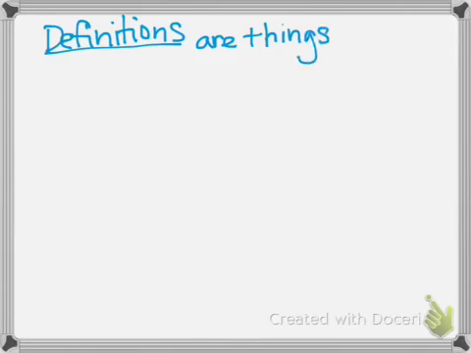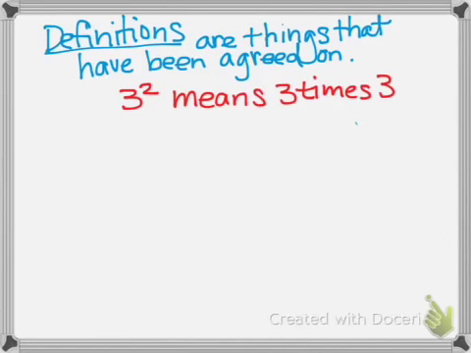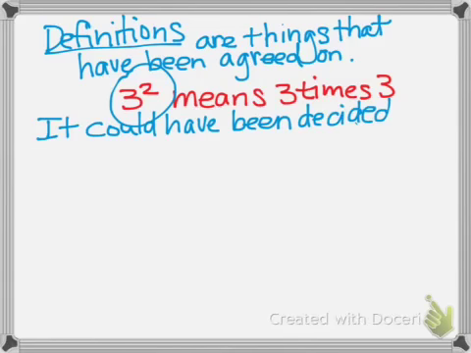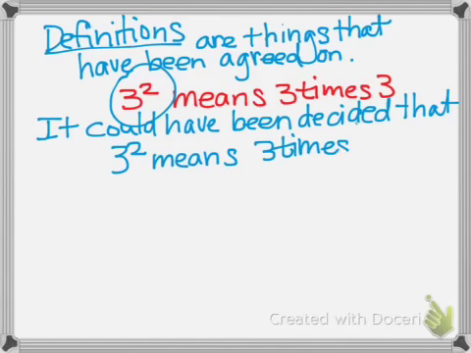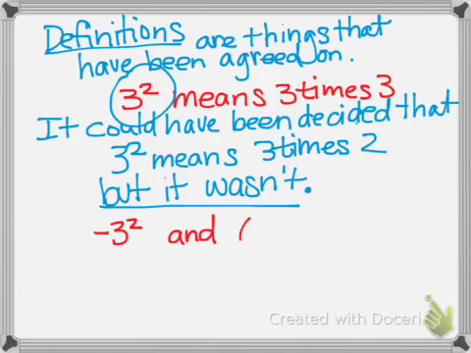Okay, definitions are things that have been agreed upon, usually agreed upon by scientists and mathematicians. 3 squared means 3 times 3. Somebody said that this symbol, 3 raised up to the second power, means 3 times 3. It could just as easily have been decided that 3 squared means 3 times 2, but in our vernacular, in our symbolism, it didn't have that definition.